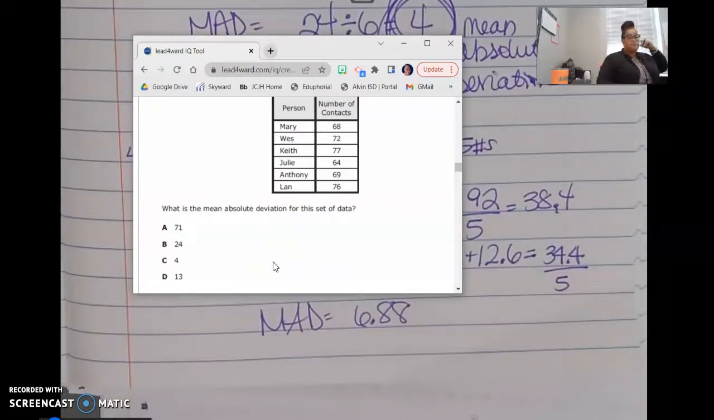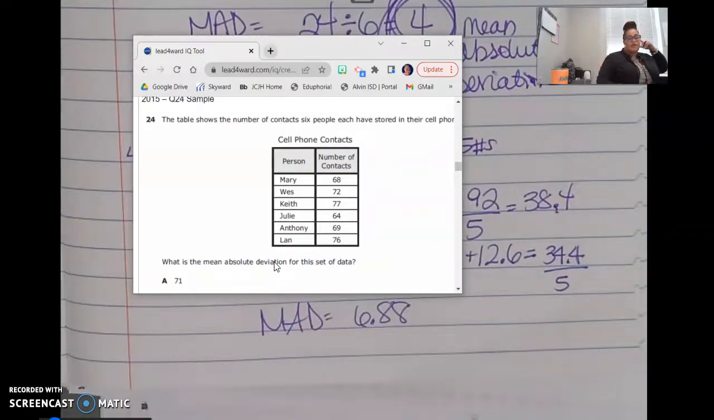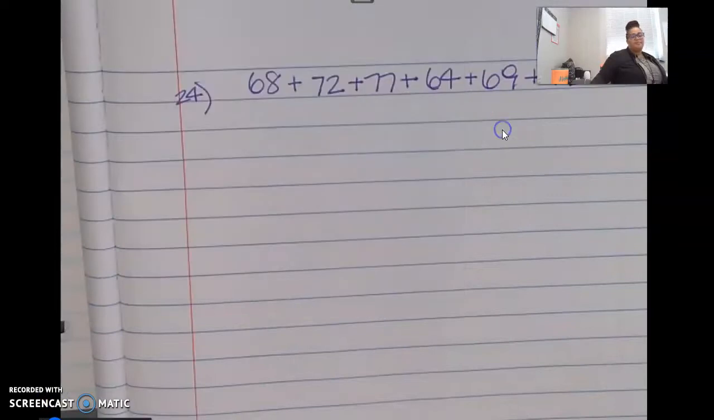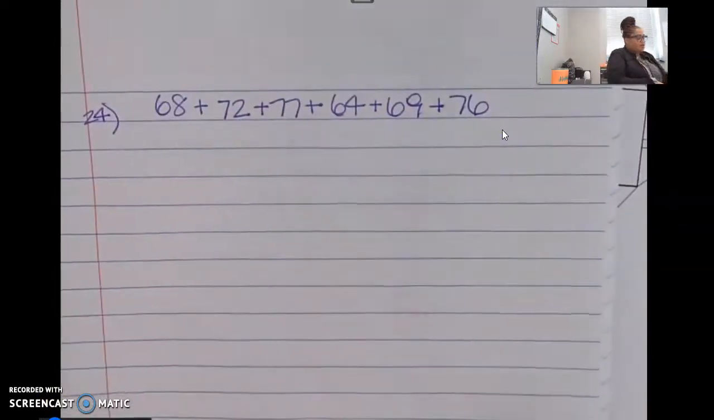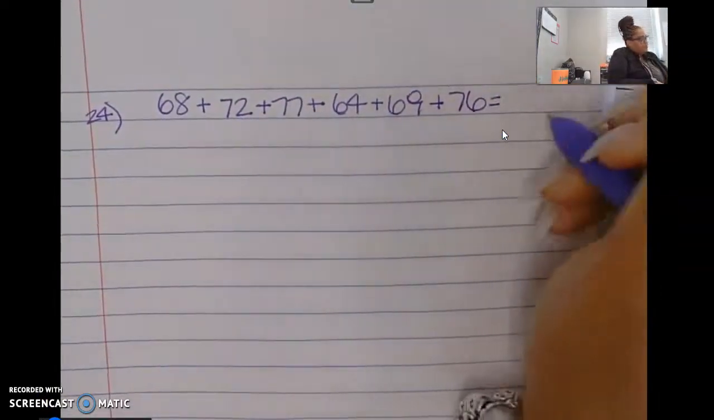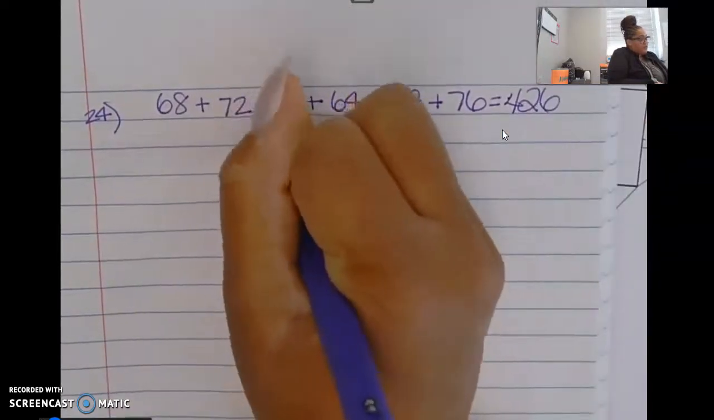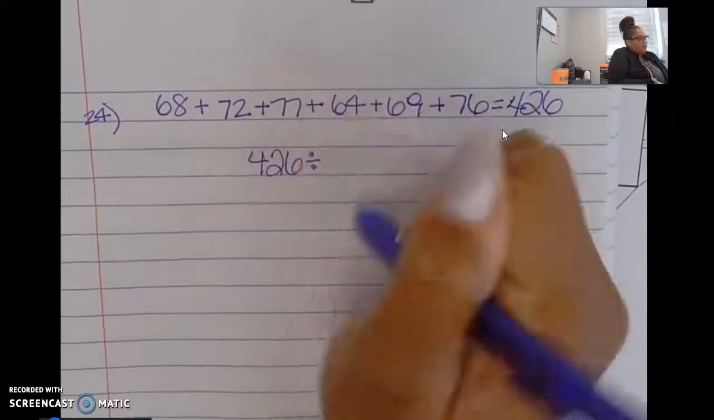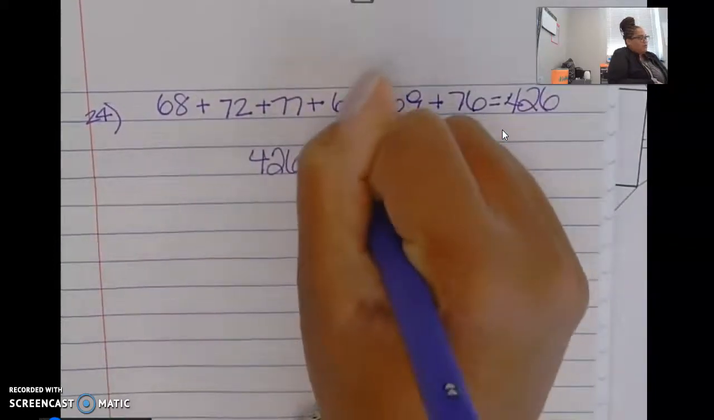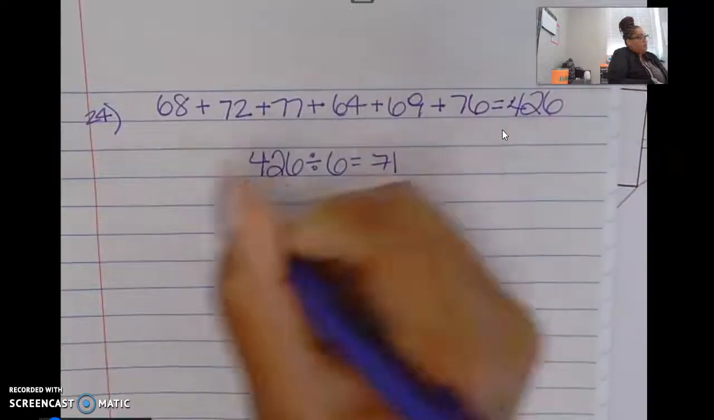Yes. This is question 24. Last one for mean absolute deviation. Write the numbers down, please. All right. What total did y'all get? 426. So 426 divided by 6 is just 71. 71 even. Yes. All right.